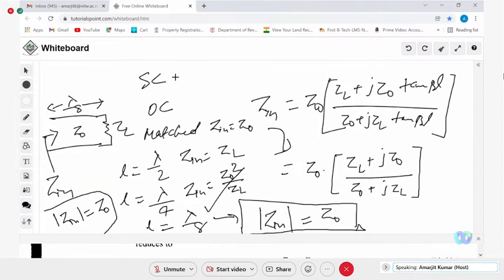And for this case, you know already J Z0 tan beta L. Minus J Z0 what? This is the value for short circuited.